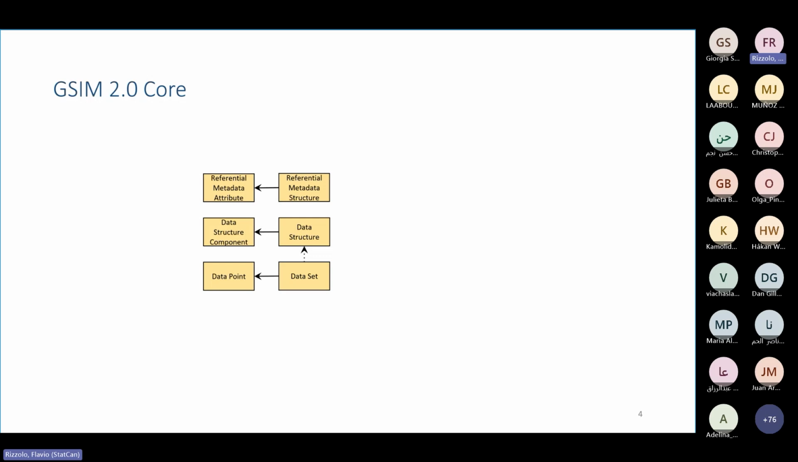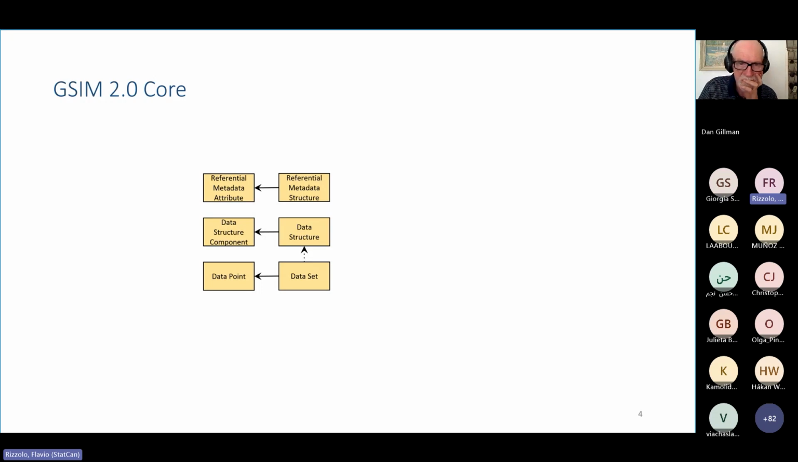So let's say we have some data we want to describe to some level of detail to make it interoperable, meaning easy to correctly interpret and use in a machine actionable way. So these are the core classes to do that. The data is essentially organized in data sets, which consist of data points. The data set can be further described with data structures, which consist of data structure components.